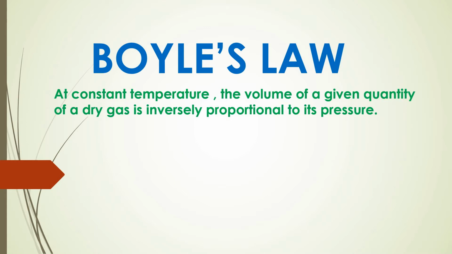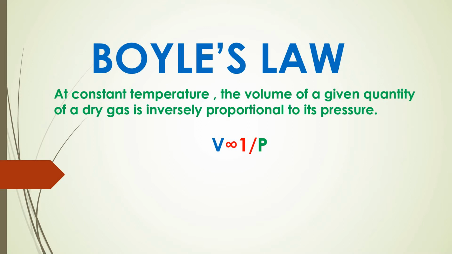Mathematically, we can represent Boyle's law as V is inversely proportional to P. Inversely proportional, how do we write? 1 by P. Now, when we remove the proportionality sign, we get V equals constant by P. And when we rearrange, we get the product of volume and pressure, PV, is constant.